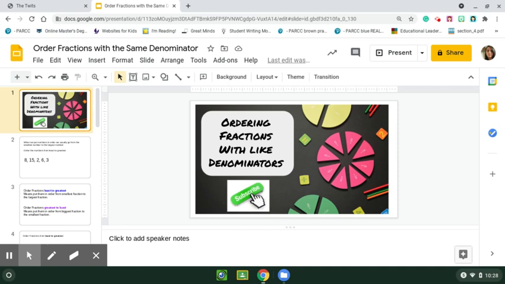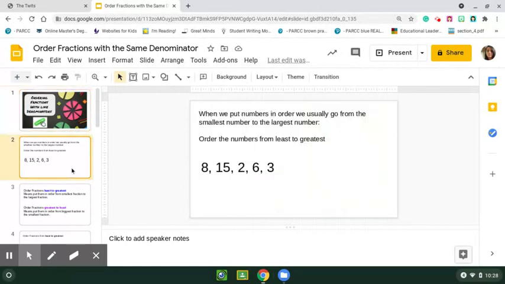Okay, so welcome, and today we're going to talk about ordering fractions with like denominators. When we're saying ordering, we're talking about putting them in order. Not ordering them from a restaurant. When we put numbers in order, we usually go from the smallest number to the largest number.